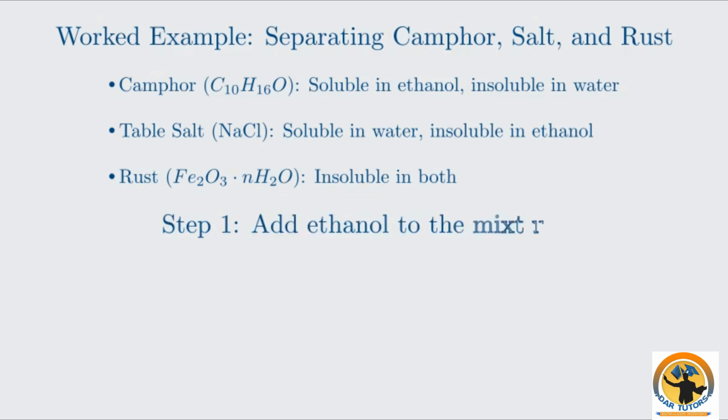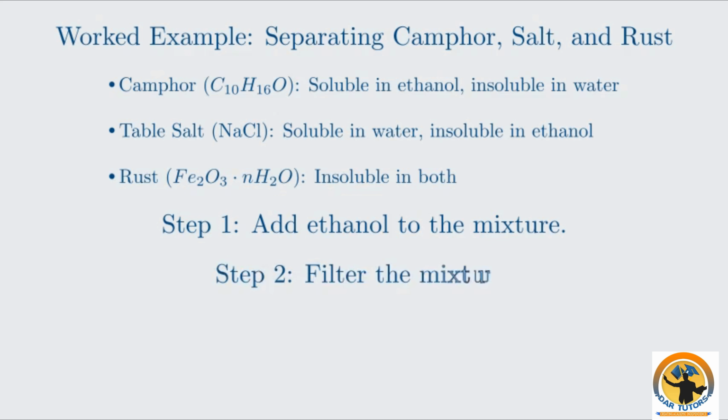Step 1. We add ethanol to the impure mixture. This will dissolve the camphor but will leave the salt and rust as solids. They will not dissolve in the ethanol. The mixture now consists of a liquid ethanol-camphor solution with solid salt and rust suspended in it.